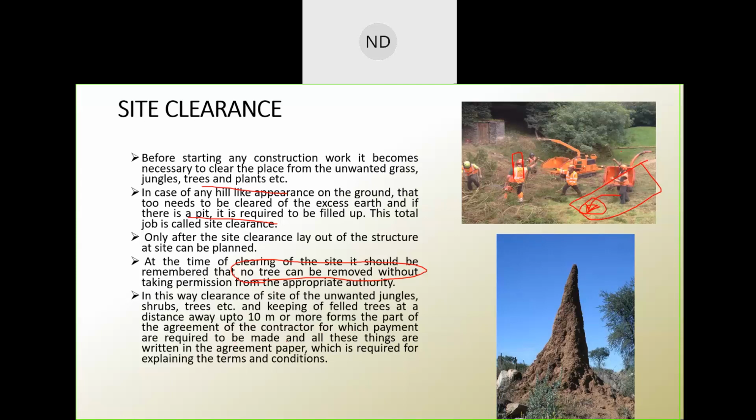Payments are required to be made. This is part of the agreement of the contractor. All these things are written in the agreement paper, which is required for explaining the terms and conditions. So these were the basic things.